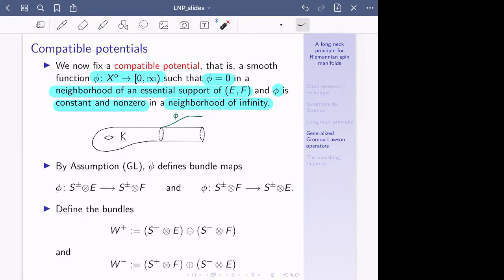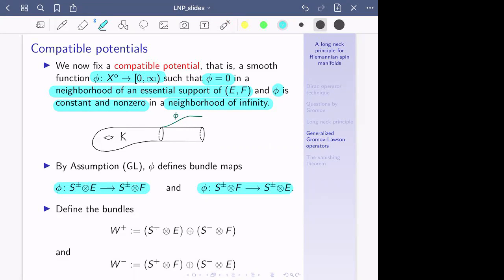And now by the Gromov-Lawson assumption, in other words, we know that the bundles E and F are going to be trivializable outside of the essential support K, and therefore, by this assumption, phi defines bundle maps from S plus tensor E to S plus tensor F, and so on and so forth.